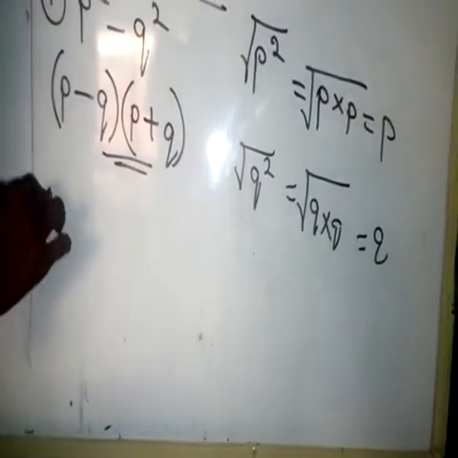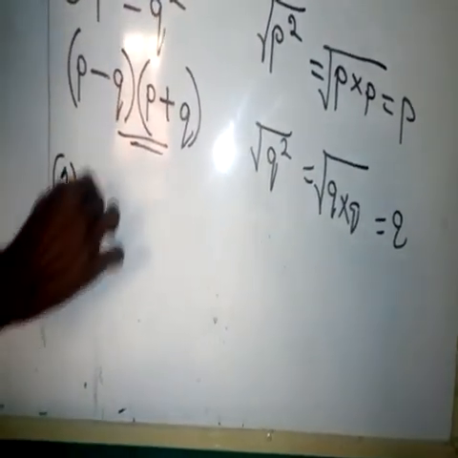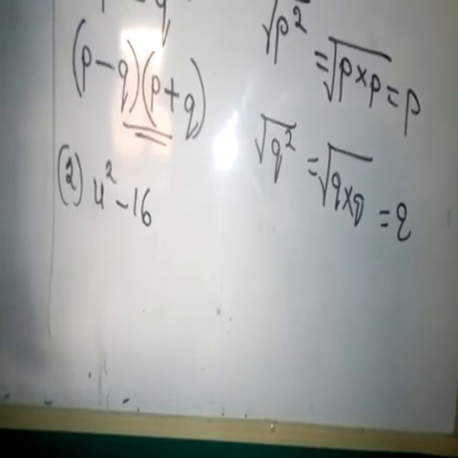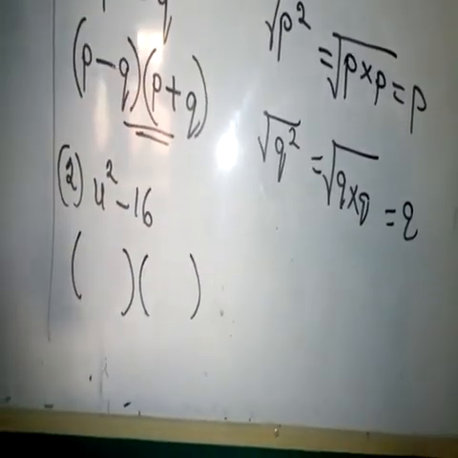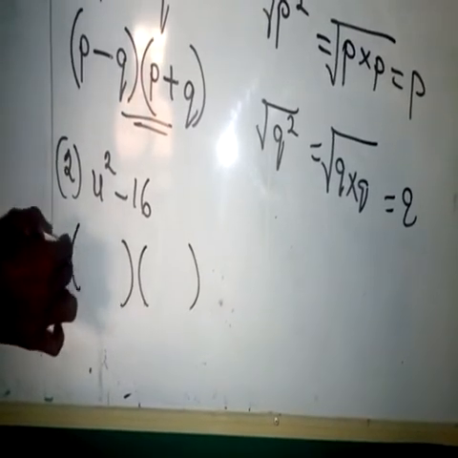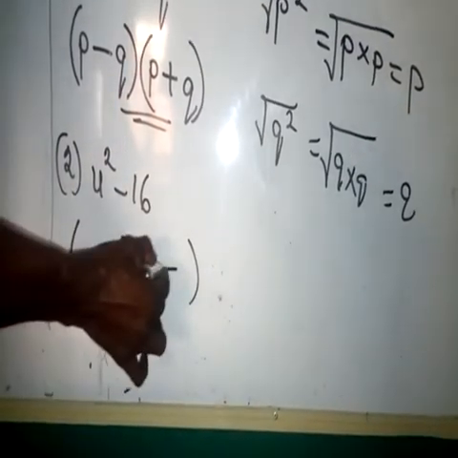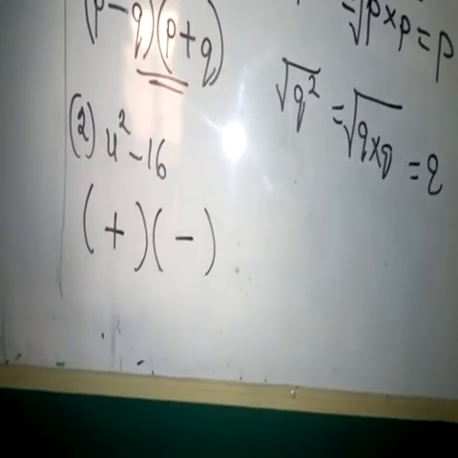Number 2. You have U square minus 16. Step 1, open two brackets like this. Step 2, put your signs, your different signs. Your positive, your negative, like this.